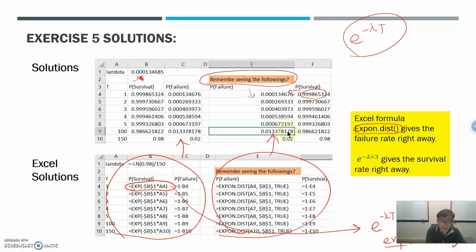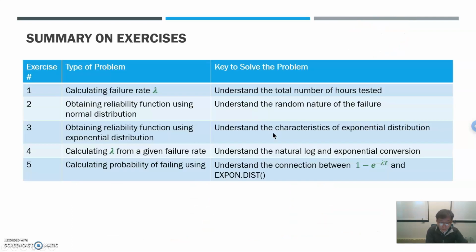So this is a summary of all the exercises we've done so far. If you look at problem number 1, it's the most fundamental aspect of calculating failure rate lambda. And the key here is to understand the total number of hours tested. That was a bit tricky because some units will die in the middle. You don't have to calculate the entire 100 hours when you're calculating the total cumulative testing hours. That was the key here.